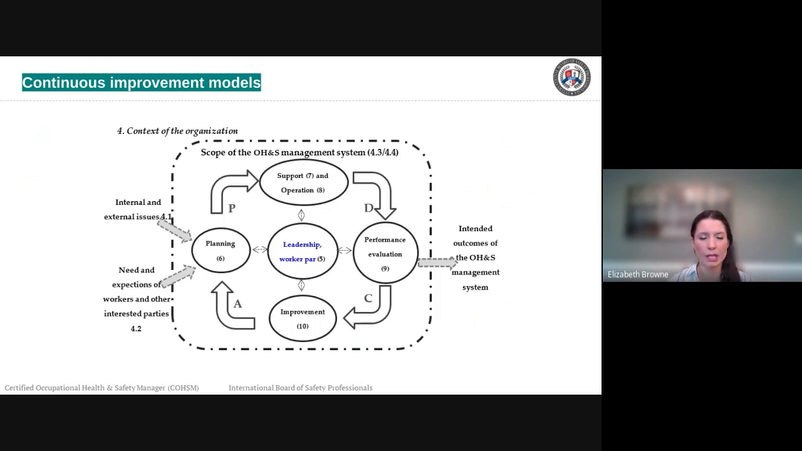So I always recommend involving the operator or the worker whose job is affected by the hazard or the control that might be being considered to be implemented, because they're going to be the ones that can give the feedback of whether they think it would be effective.